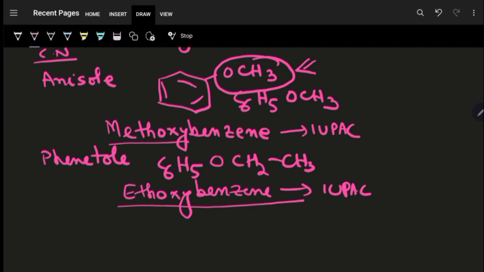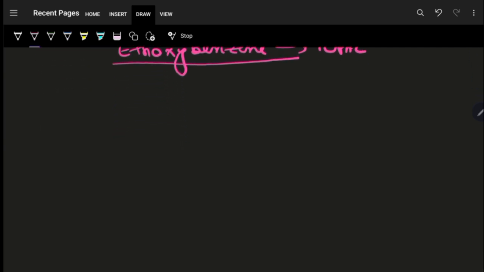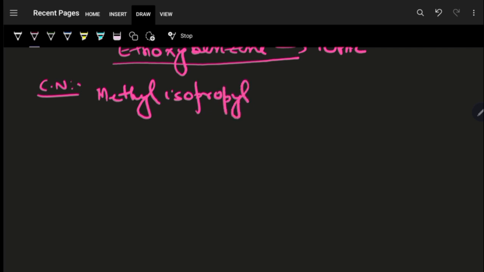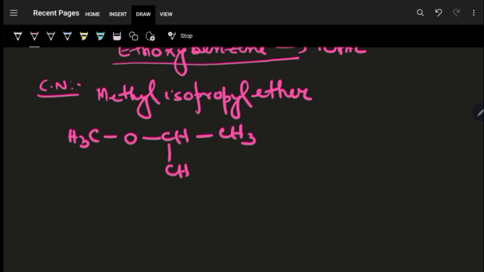Now suppose I give another example. The common name is methyl isopropyl ether. From the common name we know that on both sides of oxygen there is one methyl and one isopropyl. So this is oxygen. Let me make one methyl and on the other side isopropyl. So this is your isopropyl group. This part is your iso linkage.